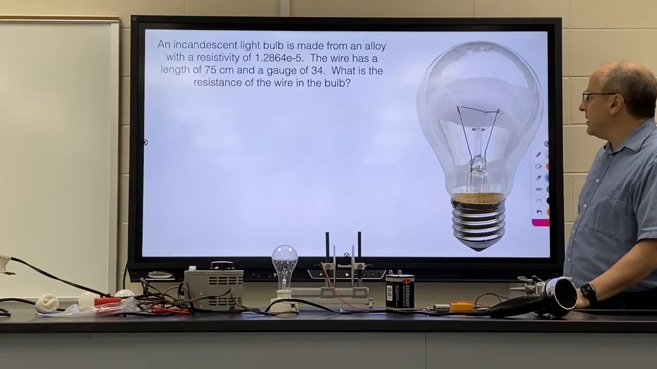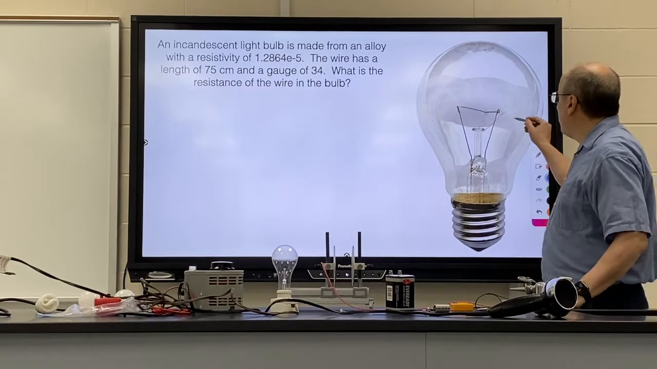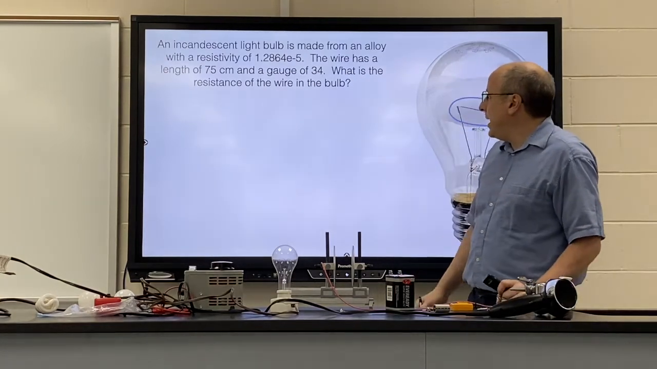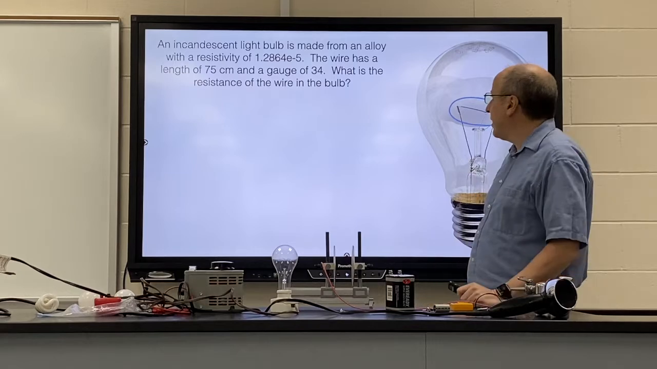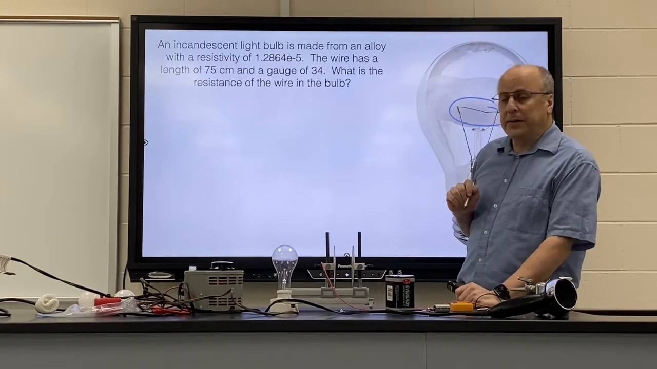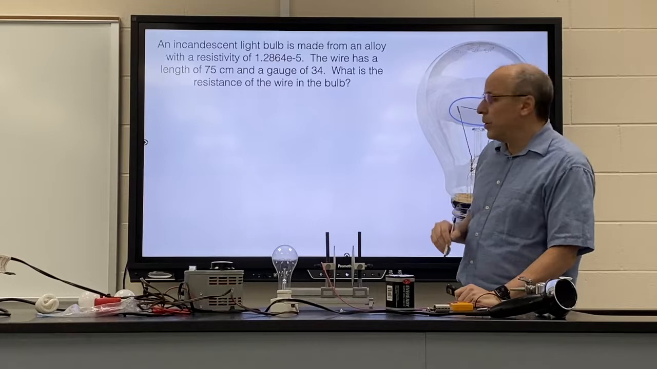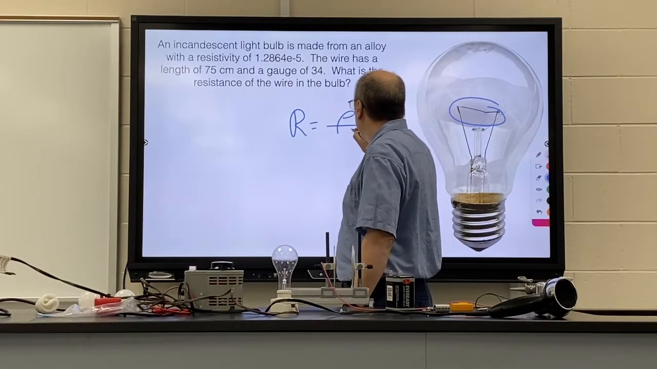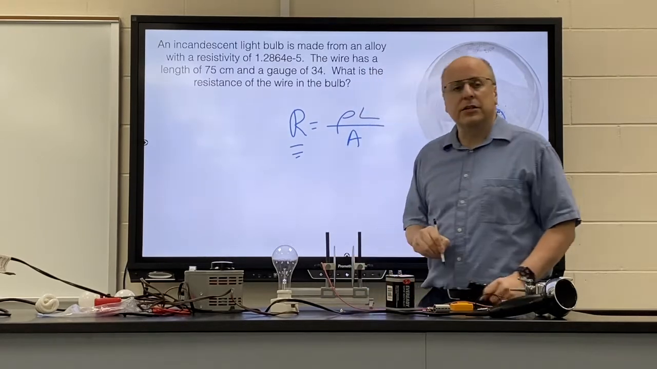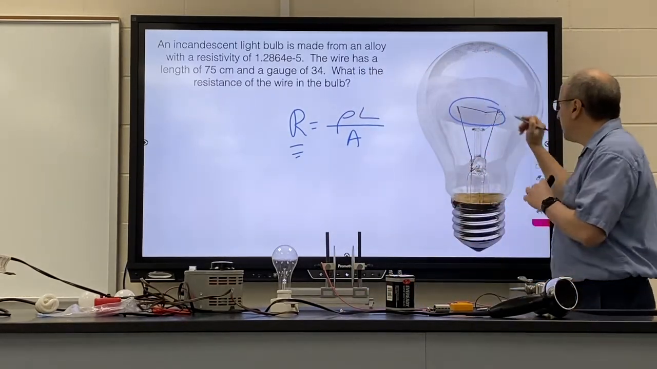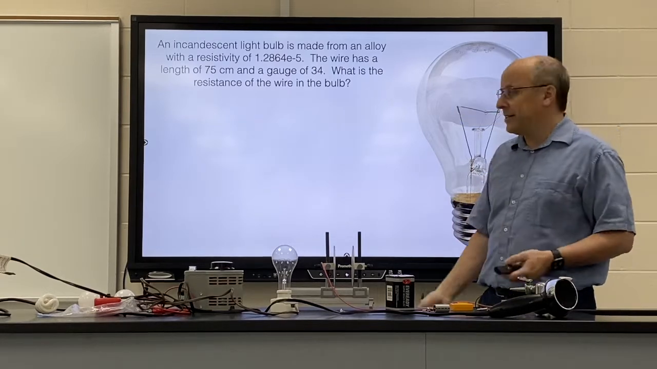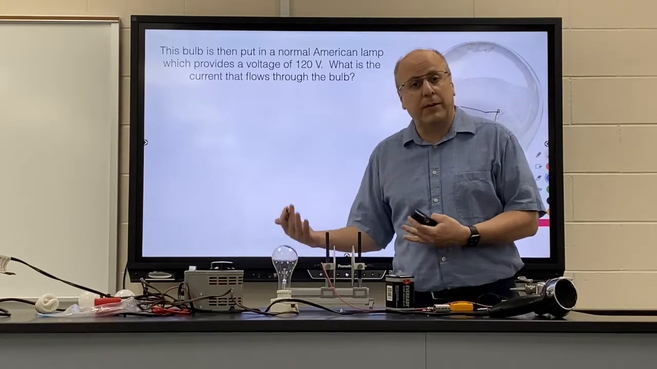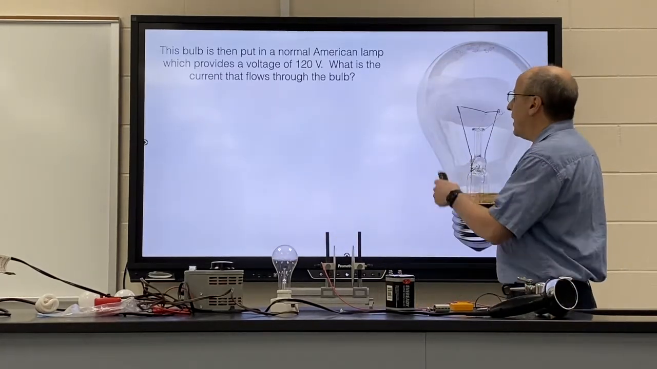So give this a try and see if you can do it. We're going to make a bulb out of a material with a resistivity of 1.2864 times 10 to the negative fifth. The wire is 75 centimeters long and the gauge is 34. So start with your formula and solve for the resistance of the wire. It's based on the properties of the wire that we picked. We're then going to hook this into a normal 120 volt American outlet. So find the current.